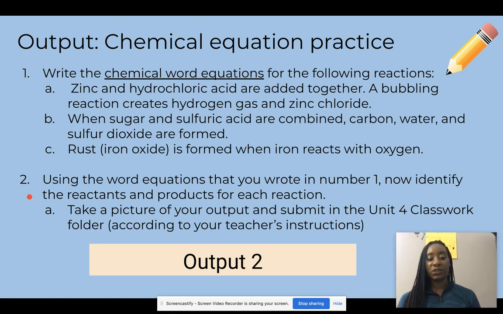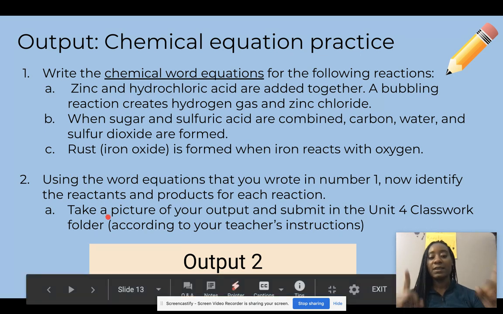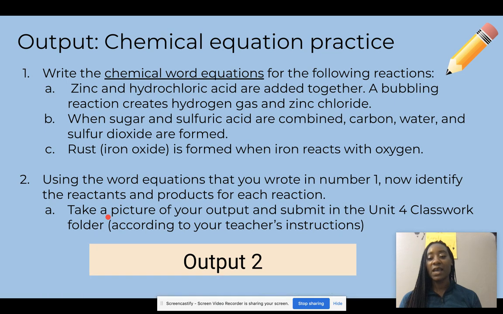And then the last output, using the word equations that you wrote in number 1, identify the reactants and products for each reaction. So go back to 1A, B, and C, and circle those reactants and circle those products as well. You're then gonna snap a photo of your output, and you're gonna submit it in Unit 4 folder classwork. You should see an assignment there that allows you to submit a picture of your notes from today.